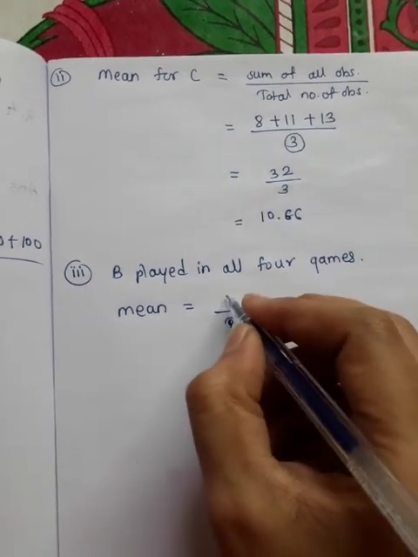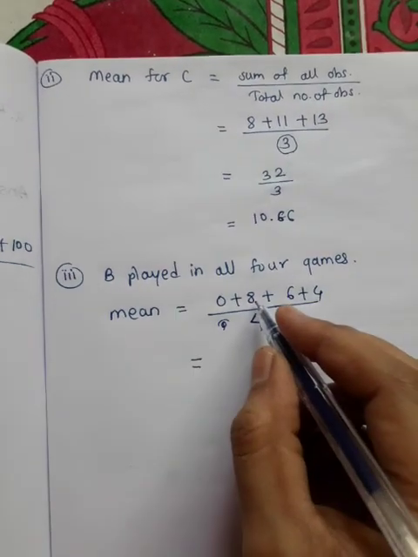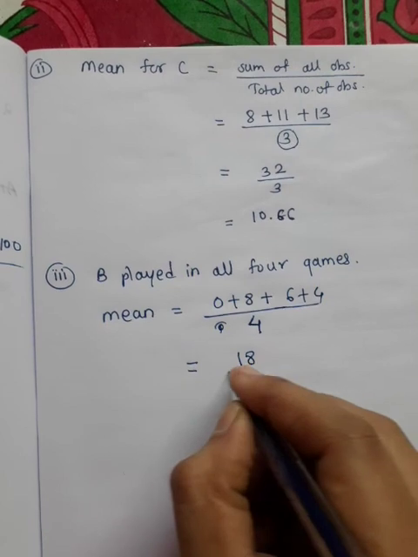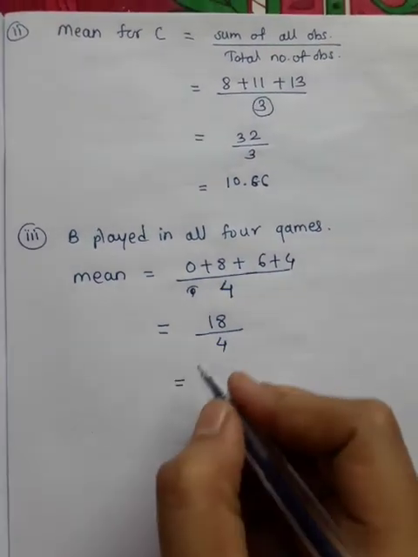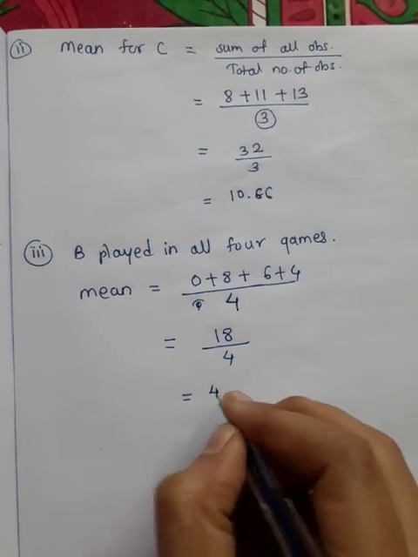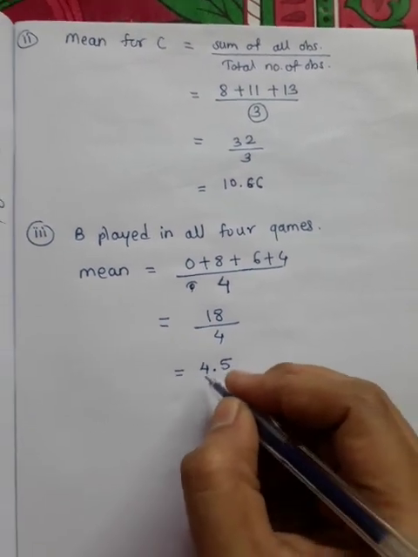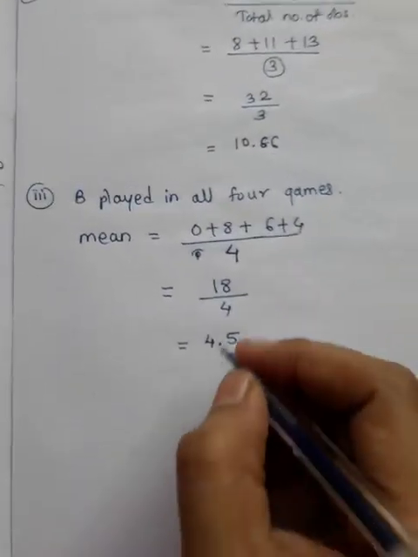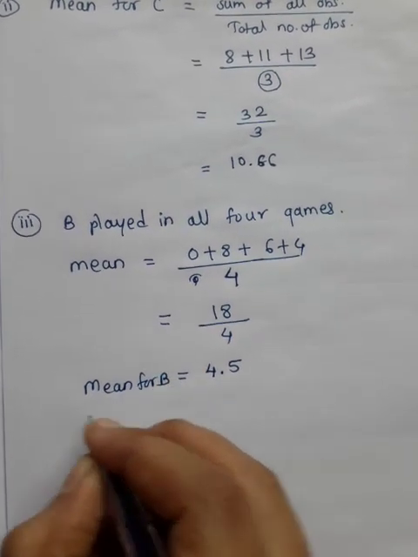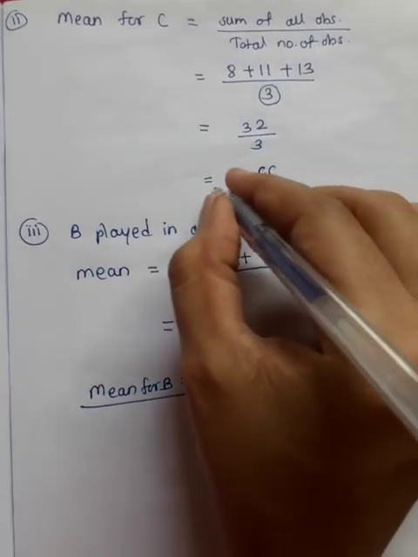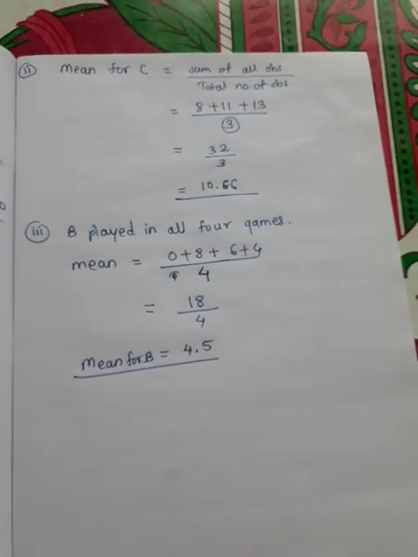The sum of the scores is 0 plus 8 plus 6 plus 4, so we get 18 divided by 4. And what is 18 divided by 4? 4 fours are 16, remainder is 2, 4 fives are 20. So the mean for player B is 4.5. The mean for player C is 10.66. The mean for player A is 12.5.